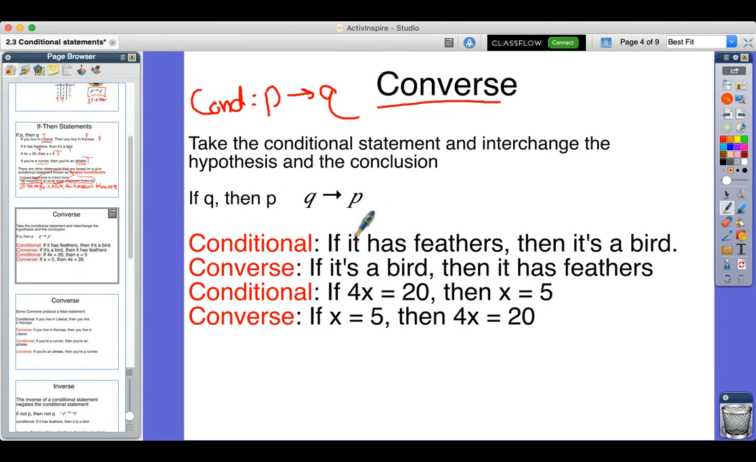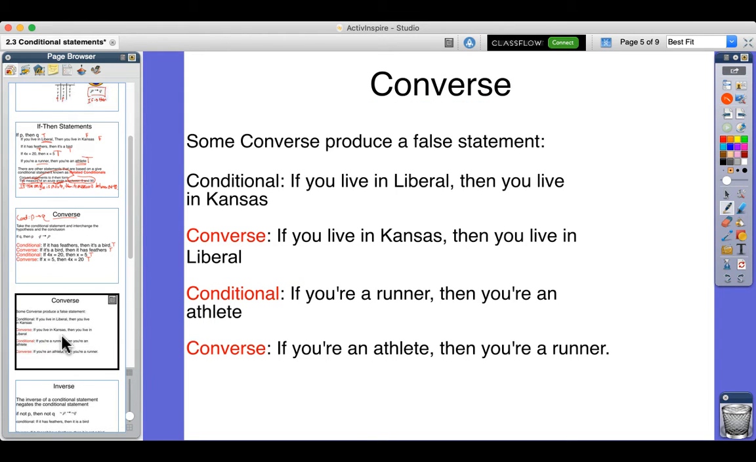So for example, if it has feathers, then it's a bird. That is a true statement. Let's flip it around: if it's a bird, then it has feathers. That is also a true statement. What about this conditional statement? 4x equals 20, then x equals 5. We said that it was true earlier. But if x equals 5, then 4x equals 20. That is still true. So when we switch them, converses can still be true. But understand, some converses produce a false statement, as we said earlier.